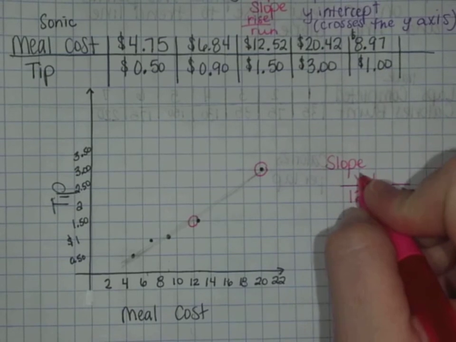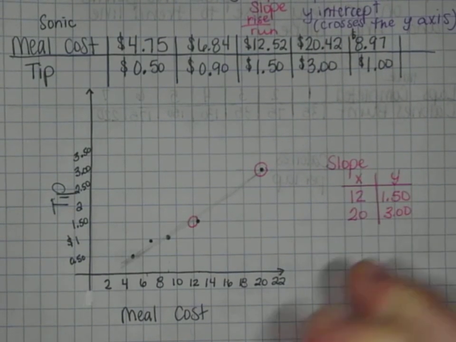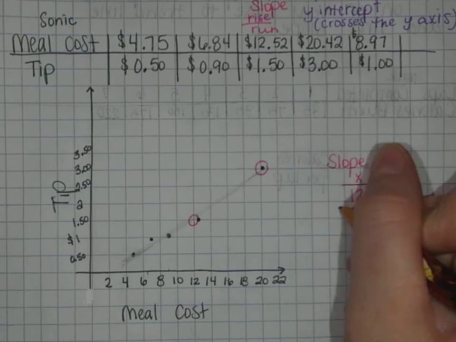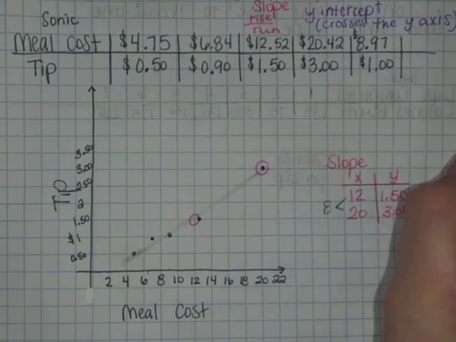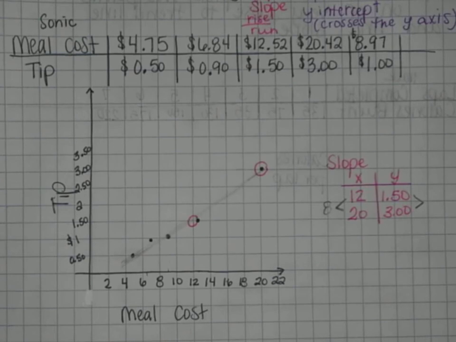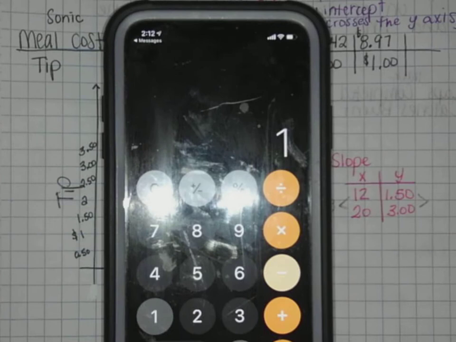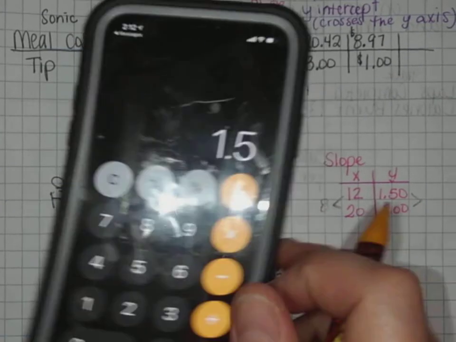So we'll call this x, we'll call this y. Let's go ahead and find all of our values. 12 to 20 goes up by 8. Then $3 minus $1.50. 3 minus 1.5 is 1.5.